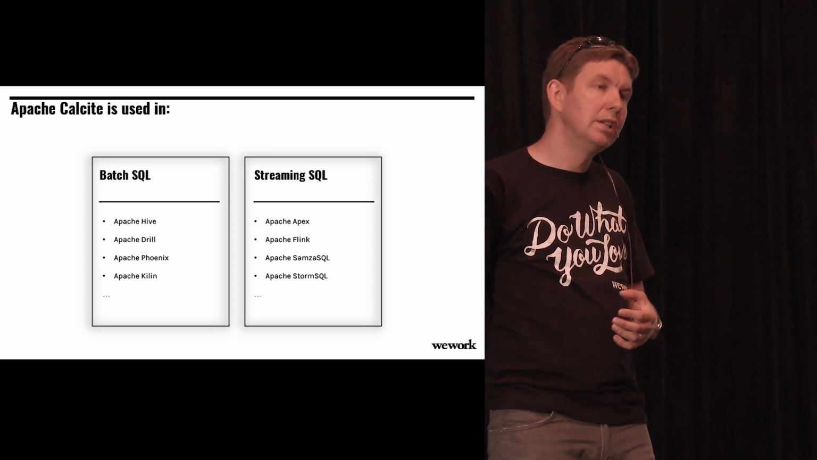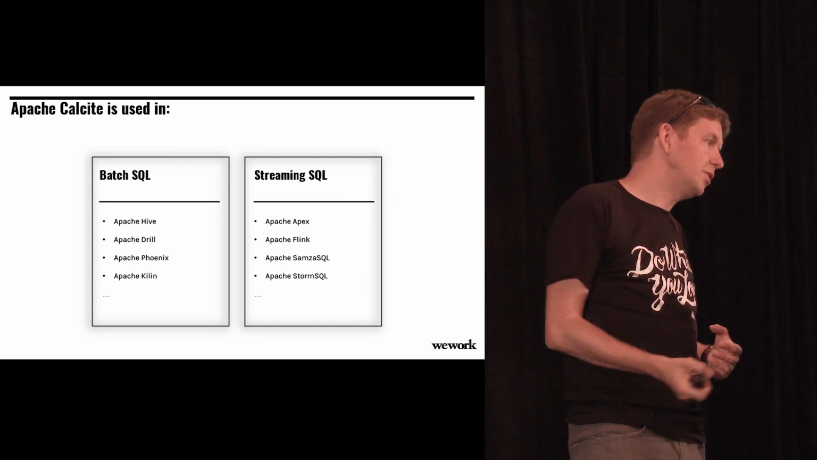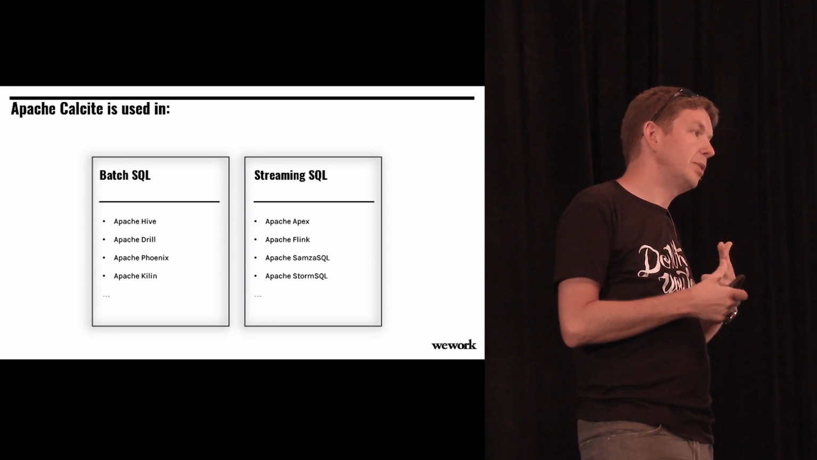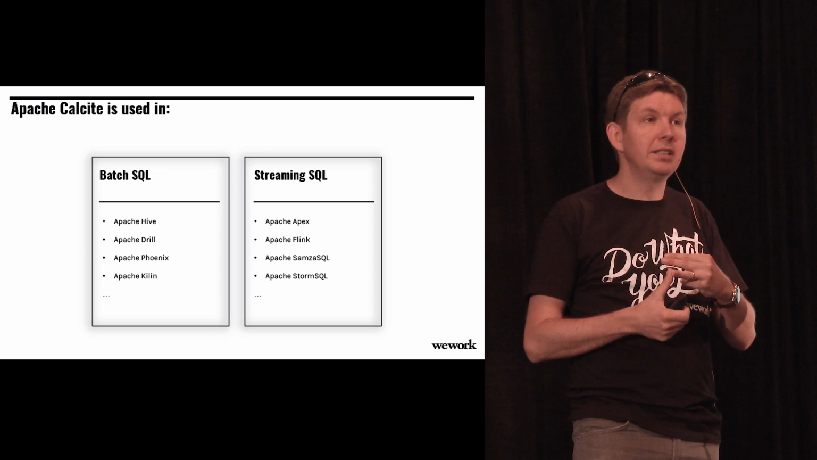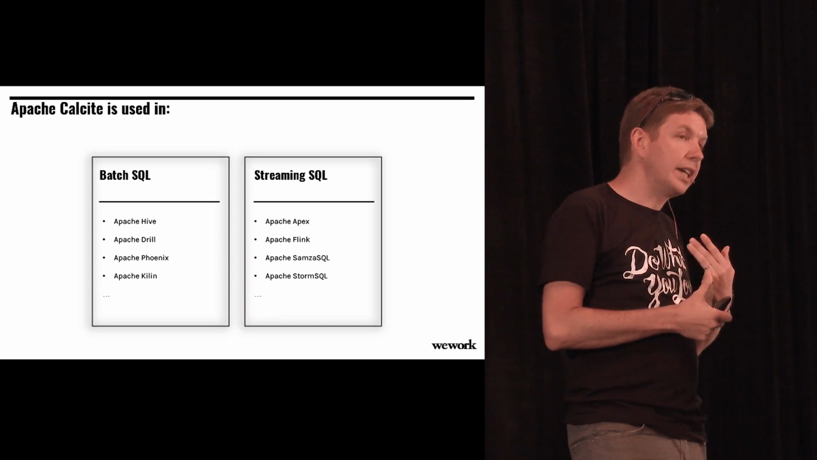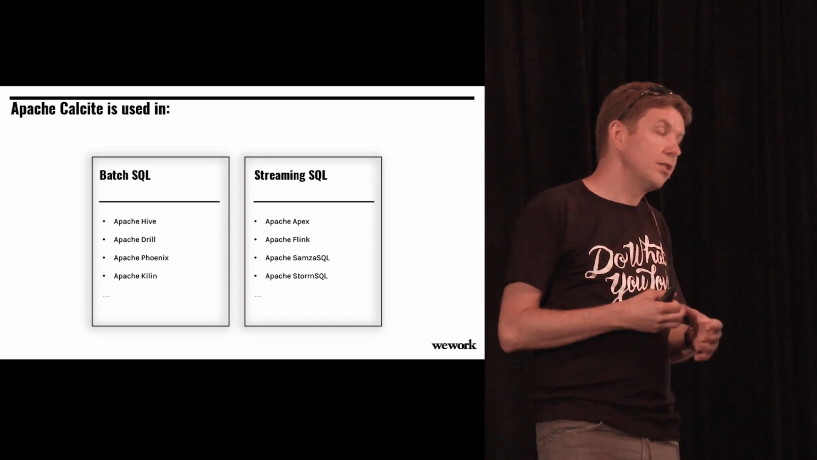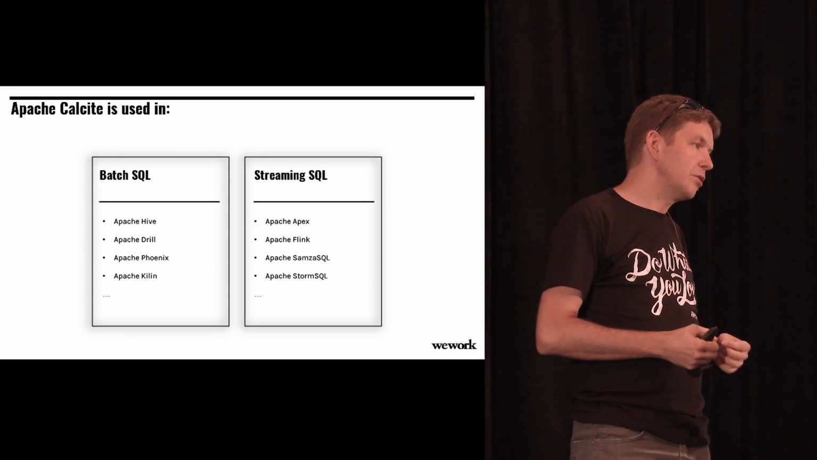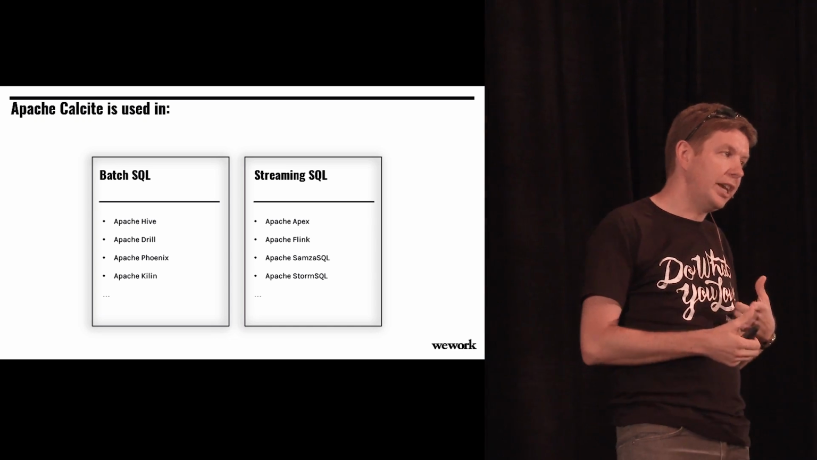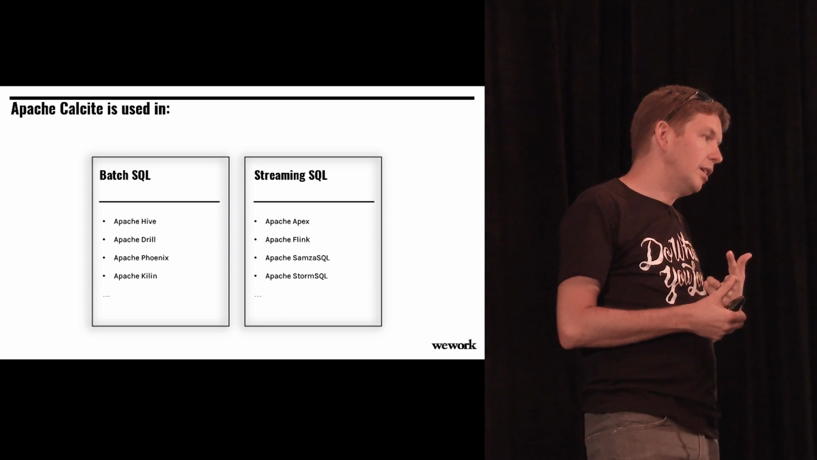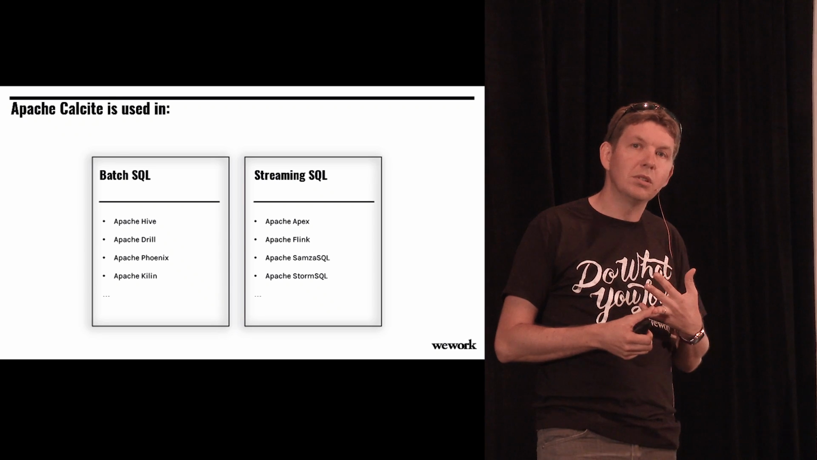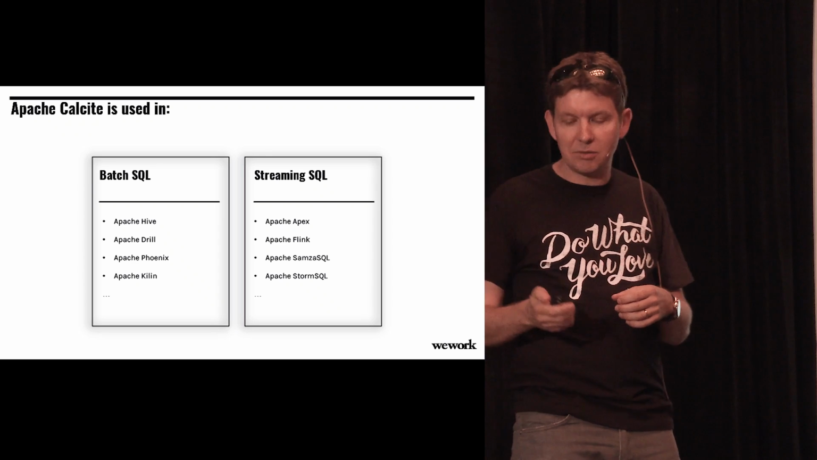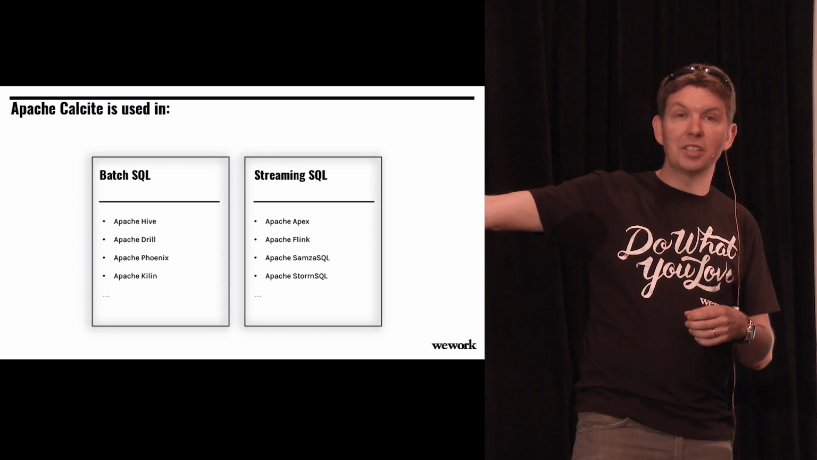To give you an idea, and I'm sure this is not exhaustive, today Calcite is used as the optimizer in Hive, in Apache Drill, in Phoenix, Phoenix being SQL on top of HBase, in Kylin, which is a cube engine, and there's also a bunch of streaming SQL engines, which is more real-time dashboard producing using SQL, like Apache Apex, Flink, and there's a Samza SQL and Storm SQL that use Calcite. So it's used everywhere. It is really one of those standard components.